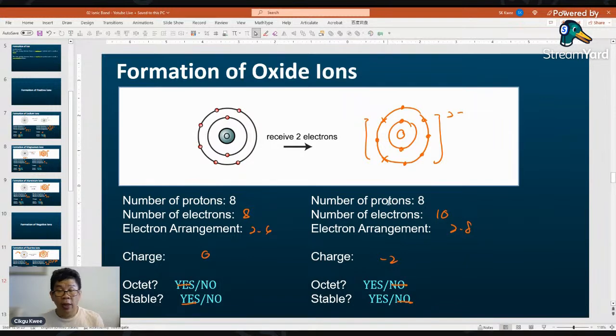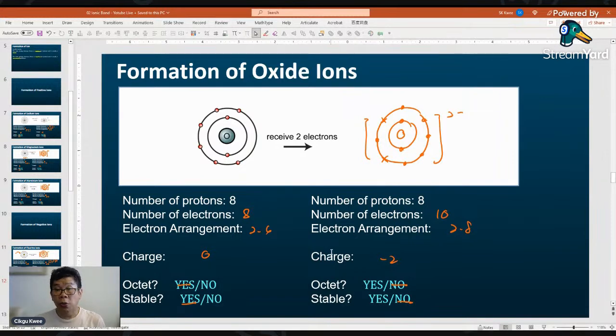So that is how the positive ions and the negative ions form. The reason that they form positive and negative ions is because they want to achieve octet, which is a stable arrangement of electrons.